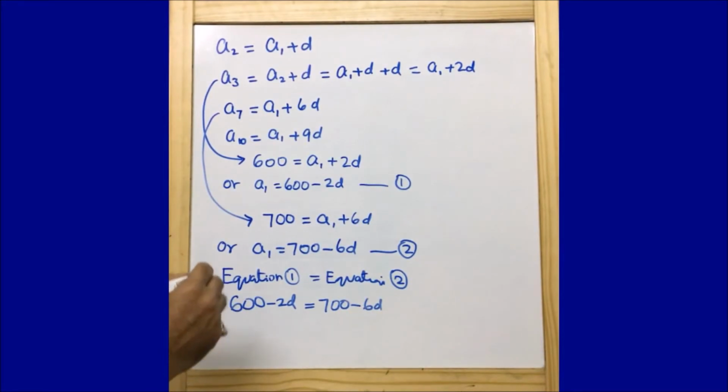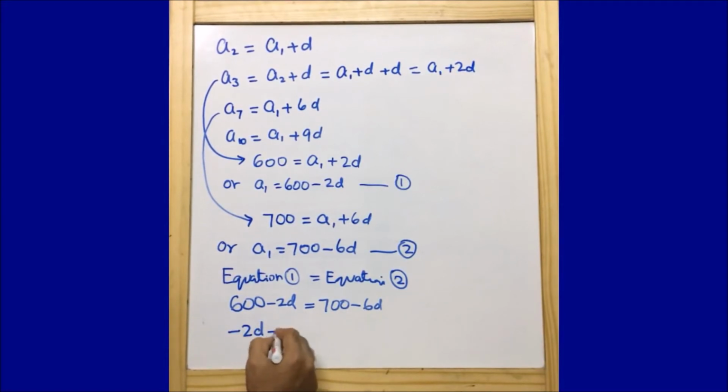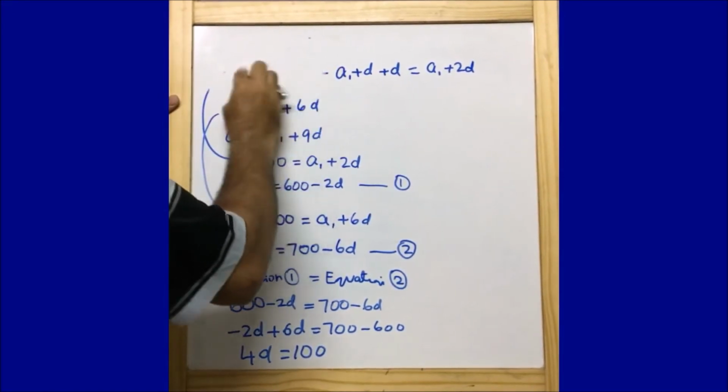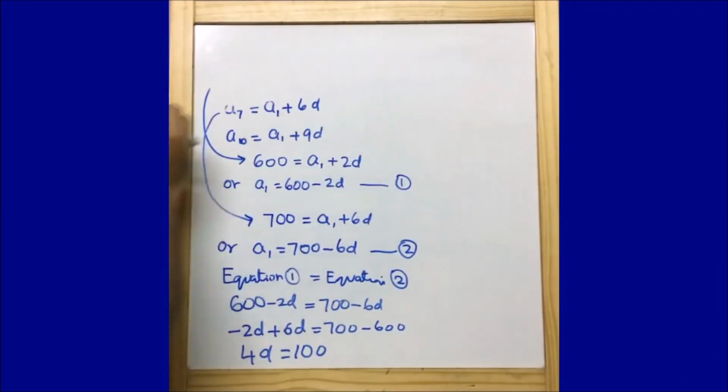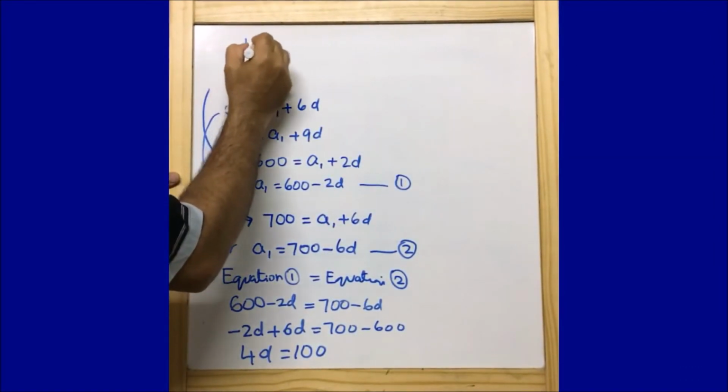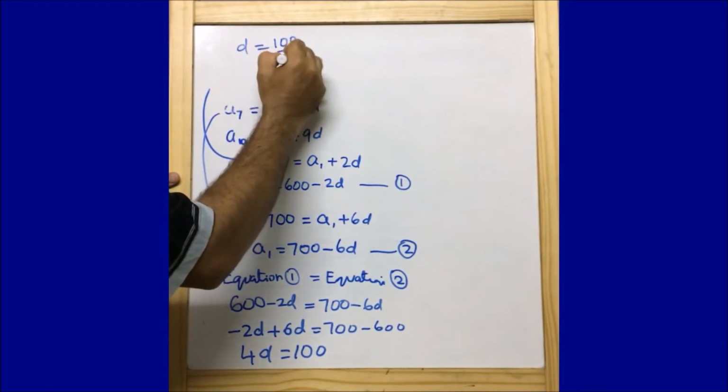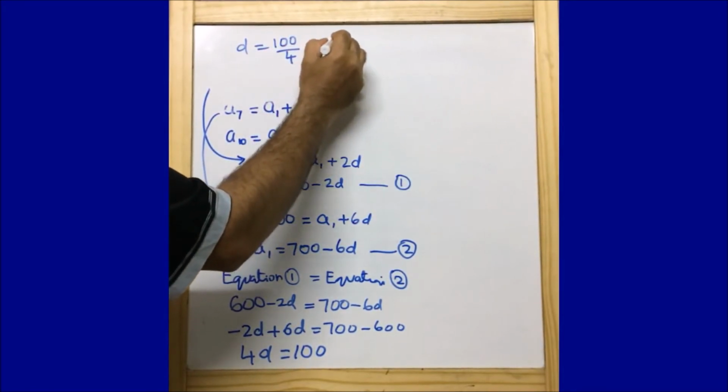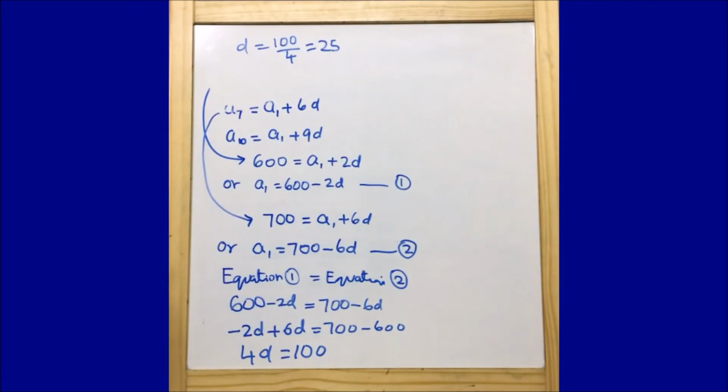Okay, now further solving this equation, I can write minus 2d, moving 6d to this side, plus 6d is equal to 700, and moving this 600 to that side, minus 600, or I can write 4d is equal to 100, or I can write d is equal to 100 by 4, that is equal to 25. So guys, you could see that we got the value of d as 25.